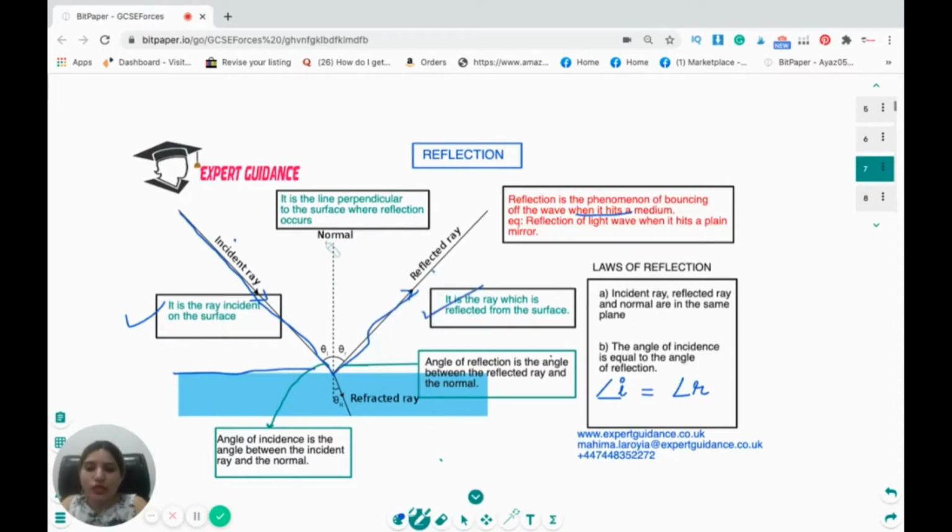Now we draw something with the dotted line called the normal. What is normal? Normal is a line perpendicular to the surface where reflection takes place. So this is normal. This is perpendicular to the surface. And you can see an angle of incidence and an angle of reflection. Angle of incidence is the angle between the incident ray and the normal. And angle of reflection is the angle between the reflected ray and the normal. As for the law of reflection, angle of incidence and angle of reflection are equal. And the incident ray, reflected ray, and normal are in the same plane. Okay, so you should understand this diagram and what these terms are, like incident ray, reflected ray, angle of incidence, and so on.